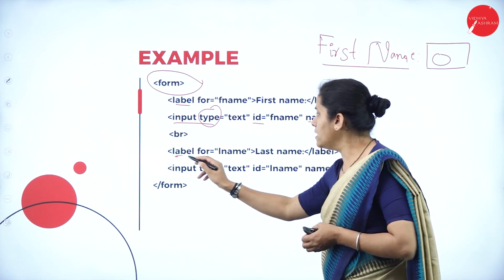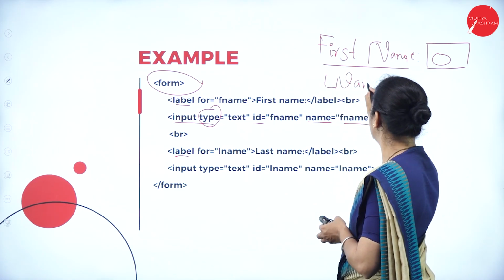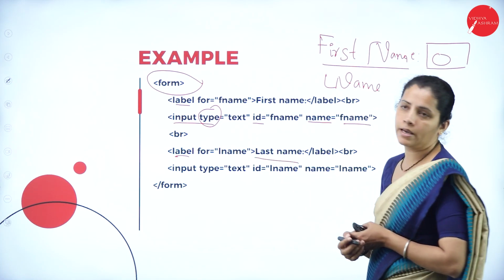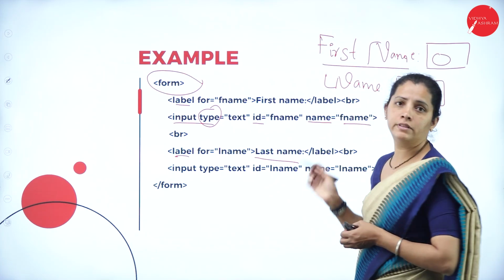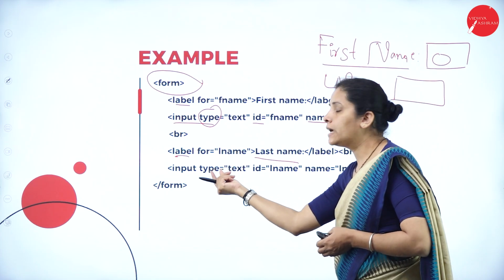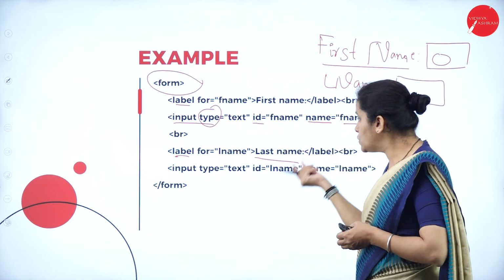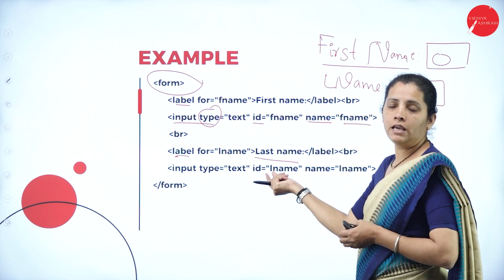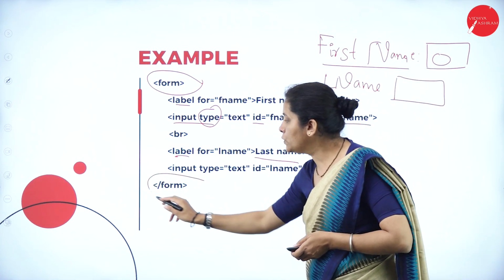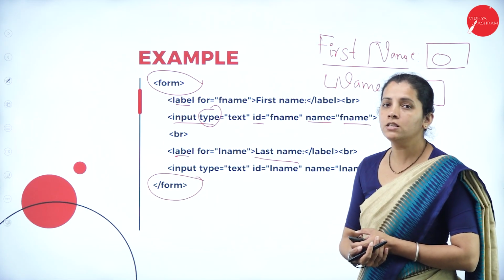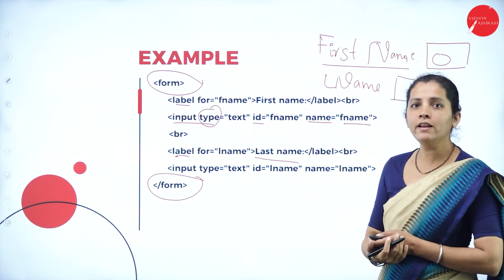Okay, fine. Then in another label, I'm going to display the last name. Here also I want to have a text field, so the type is text. What is the ID? Since I'm displaying last name, the ID is last name. And I'm going to close the form. So dear students, this is the way I can use forms to create an online form.